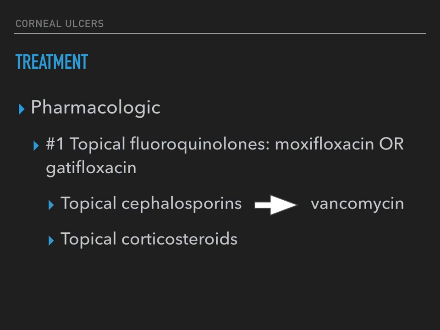Topical cephalosporins may also be used if the gram stain is found to contain gram-positive cocci like Staphylococcus aureus. If symptoms have not resolved and the culture is found to have MRSA or methicillin-resistant Staphylococcus aureus, then vancomycin may be required. It is important to recognize that topical fluoroquinolones are considered the first-line treatment.